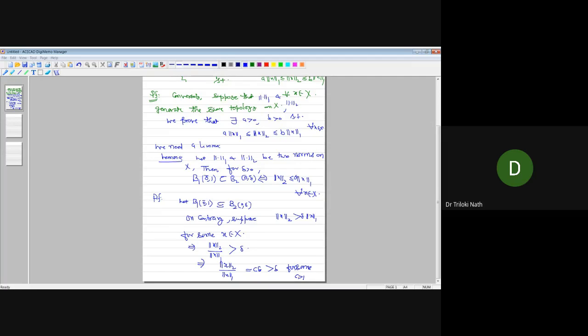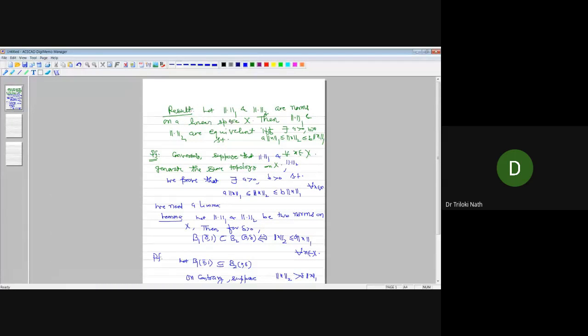Okay, so let me repeat the whole thing again. What we have done is that if norm 1 and norm 2 are norms on a linear space X, then norm 1 and norm 2 are equivalent if and only if there exist a greater than 0, b greater than 0 such that a norm x1 is less than or equal to norm x2, and this norm x2 is less than or equal to b norm x1. This must be true for every x in X, not for a particular choice of x. One part we have already done: if the condition is given, then these two norms are equivalent, that means they generate the same topology.